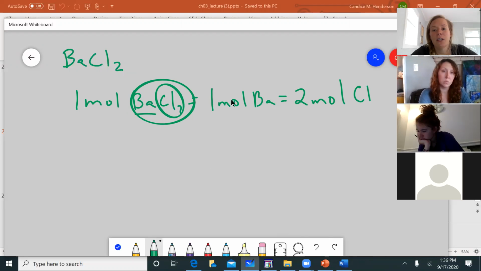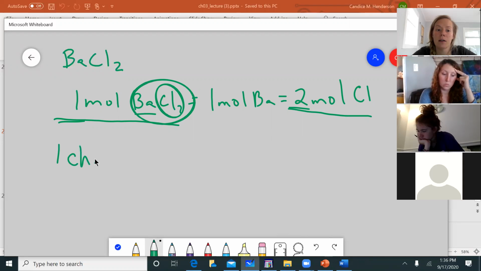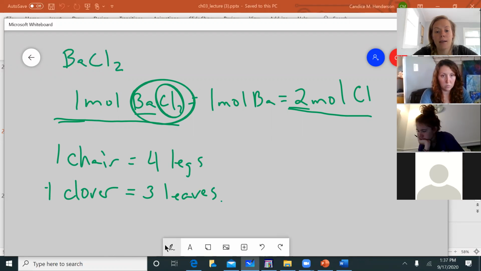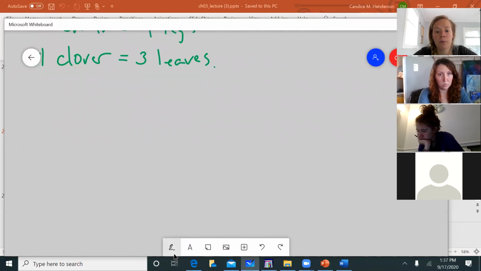You may be wondering, how can you have 2 of something in 1? Well, this is 1 molecule. This is 2 individual chlorines. So think of it like 1 chair has 4 legs, right? Or 1 clover has 3 leaves. So that is built into every single formula. So let's do a more complicated formula.